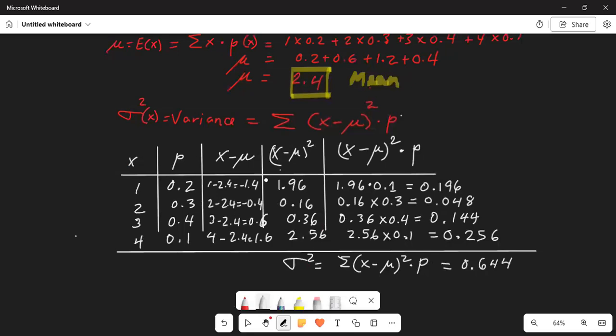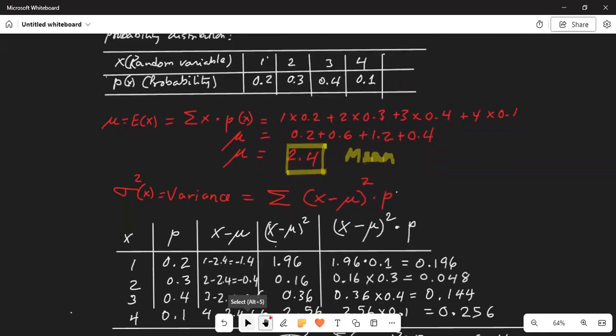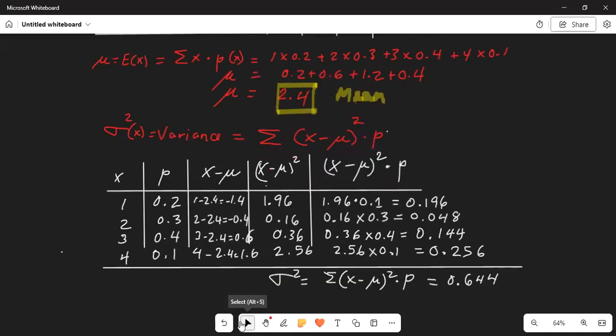Okay, so let's make sure we have done it correctly. There's something not making sense. Let's check on that. Here the corresponding probability is 0.2 for 1. So this is not correct. So let's fix that.